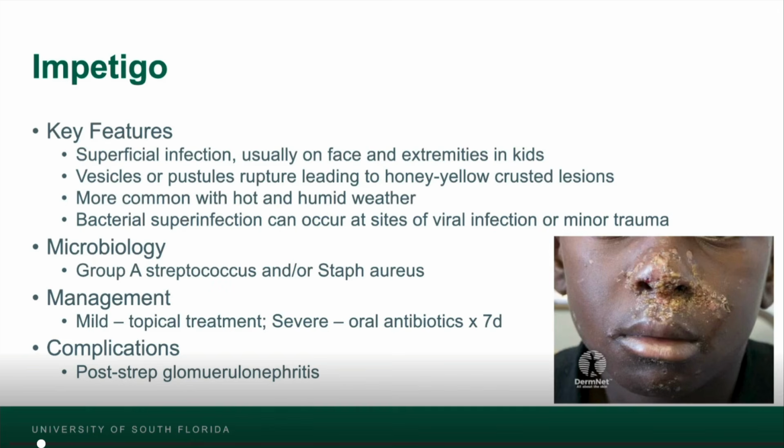Most of the time, if it's localized, you can just use a topical ointment, the mupirocin. If it's severe, very spread out, then people may get oral antibiotics. This can be complicated by post-strep glomerulonephritis. So if they were to give you a board question describing this and then asking about signs of that down the road, there is that association.